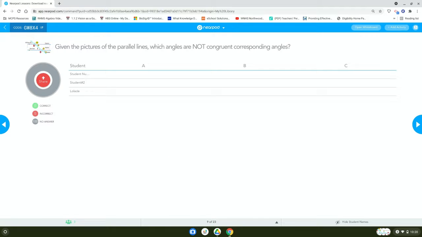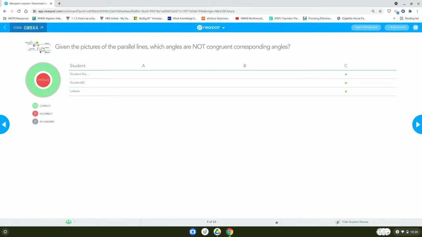Now let's answer the other questions. Student number 1, student number 2, I need your responses. So let's look at this carefully. Which of these are not congruent corresponding angles? Of all three options, which angles do not correspond? Look carefully. Awesome job, students. Great job. Alright, I'll share the responses with you.